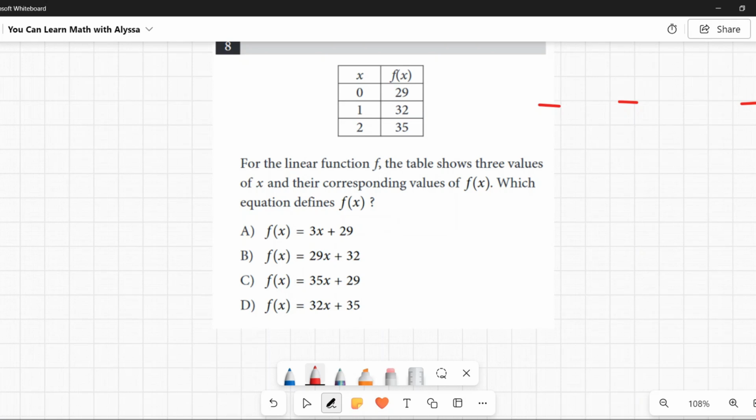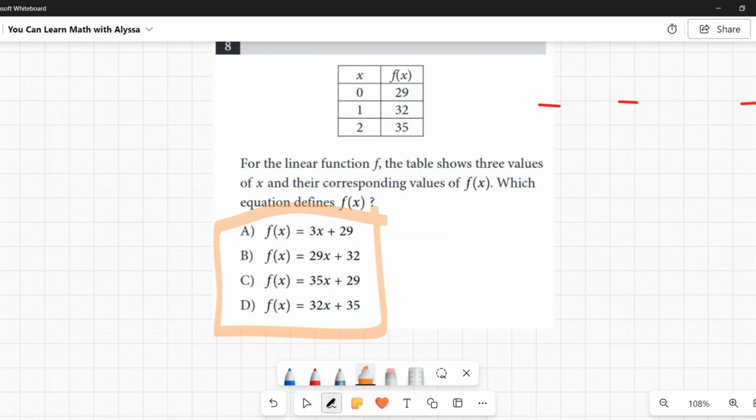The reason I find their answers so weird is so many of them get eliminated right off the bat. I'll show you what I mean instead of just beating around the bush. Let's start with our first value. X is 0 and f of x is 29. So I need to plug 0 in. I should get 29. If I plug 0 in for x in all of these, 3 times x, 29 times x, etc., I'm going to get 0, right? 3 times 0, 29 times 0, 35 times 0. All going to be 0.